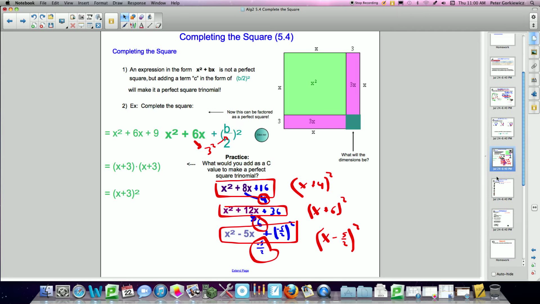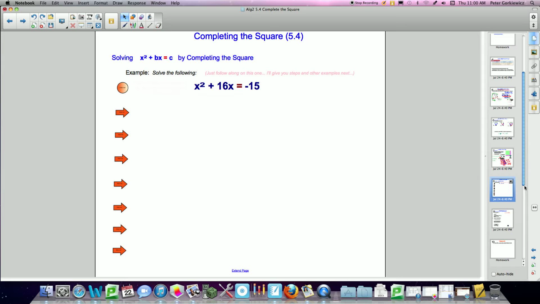All right. So we're going to try to use that to solve an equation, right? We're going to do that same sort of process. I'm going to show you, and then I'll give you one to try out on your own. Okay? So we have this x squared plus 16x equals negative 15, right?